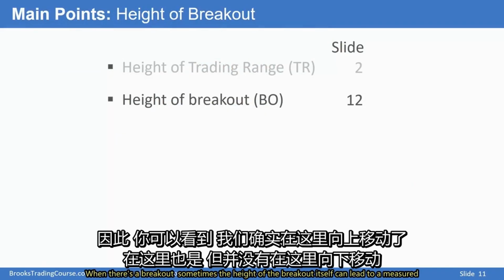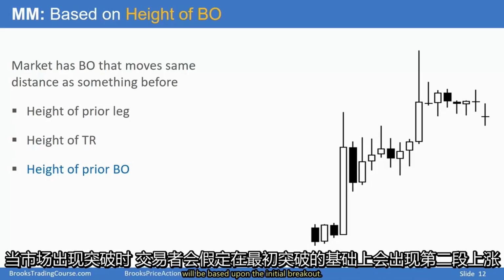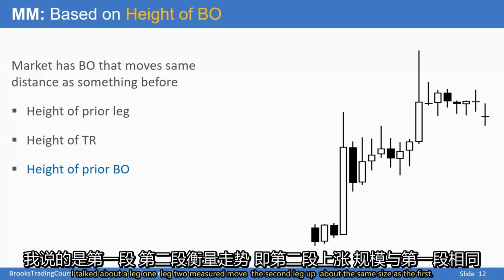When there's a breakout, sometimes the height of the breakout itself can lead to a measured move. When a market has a breakout, traders assume that there's going to be a second leg up that will be based upon the initial breakout. Talked about a leg 1, leg 2 measured move, the second leg up about the same size as the first.